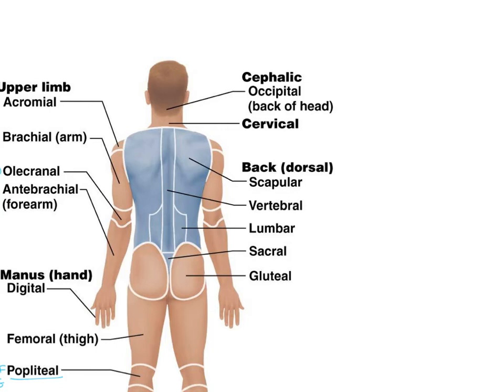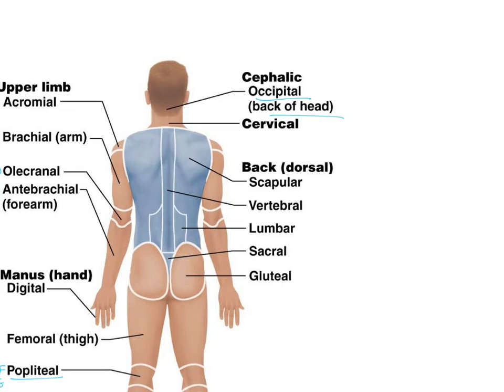Okay, now moving to the cephalic region again, but now on the posterior side, we have the occipital region, which is the back of the head. If you're familiar with the lobes of the brain at all, you'll know that the occipital lobe of the brain is at the back of the head. Cervical, we talked about, is neck. Now we're looking at the back.